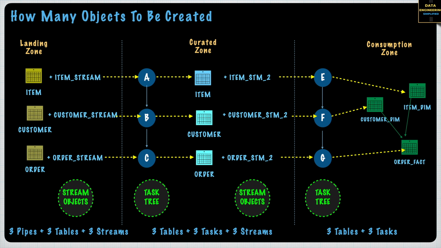If you look at this slide again, we have created 3 pipes, 3 tables, and 3 streams under the landing zone. We have created 3 tables, 3 tasks, and 3 streams under the curated zone, and we have created 3 tables and 3 tasks under the consumption zone. And that is how we ended up with around 24 to 25 objects for this ETL process. Now, our next task is to load the data and check whether it flows from the point the data is ingested until the consumption zone.